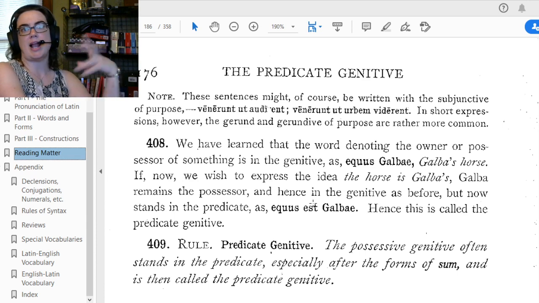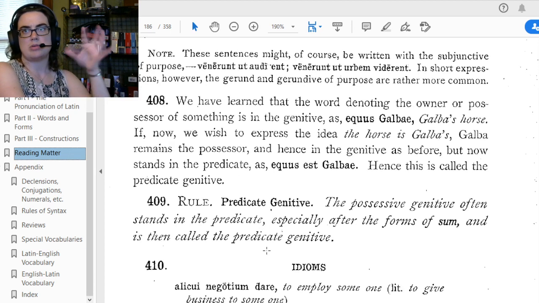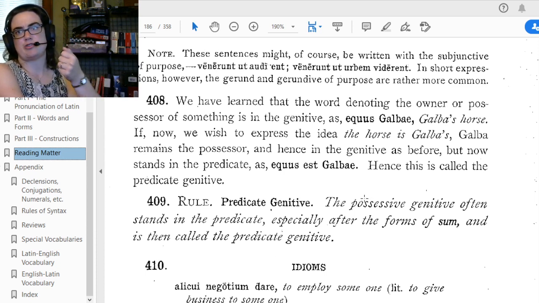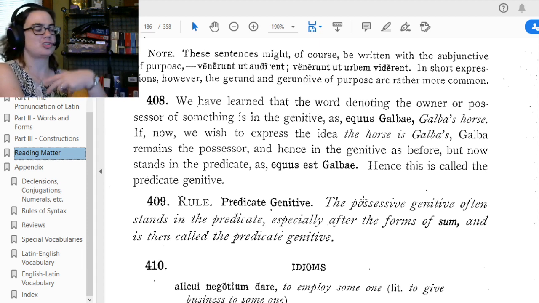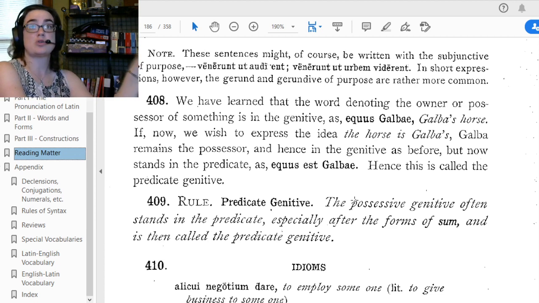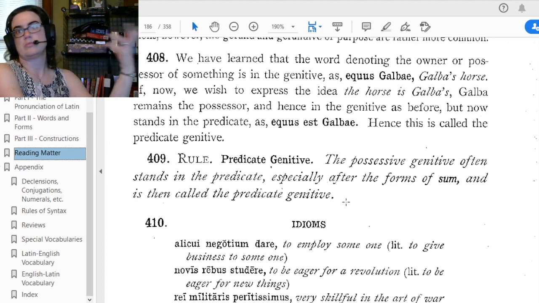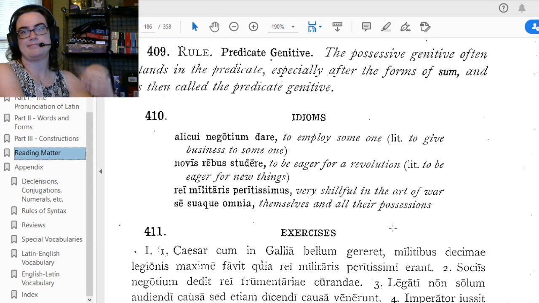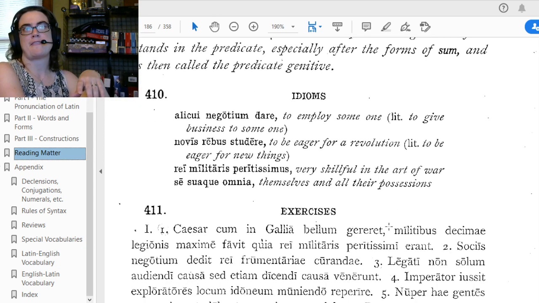If it were equus Galbae est, that would probably mean the horse of Galba exists. It is the horse of Galba. So it just gives you a slightly different flavor. So the possessive genitive often stands in the predicate, especially after forms of sum, to be called the predicate genitive, just to give that slight extra emphasis: not that there is Galba's horse, but this horse is Galba's. Just different emphasis. It's not a big deal.